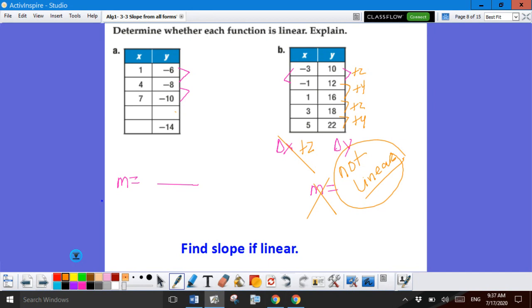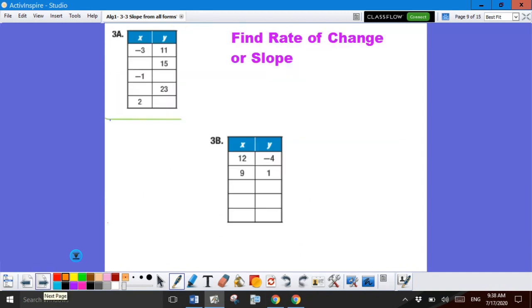If I take a look at this side, -6 to -8, that's subtracting 2. -8 to -10, that is subtracting 2. So this would obviously be a -12. So the change in y is -2. The left-hand side, I see that I'm going up by 3s. So 7 plus 3 is 10. 10 plus 3 is 13. The change in x is +3. So my slope would be -2 over +3, which is -2/3. All right, go ahead and see what you can do with these.